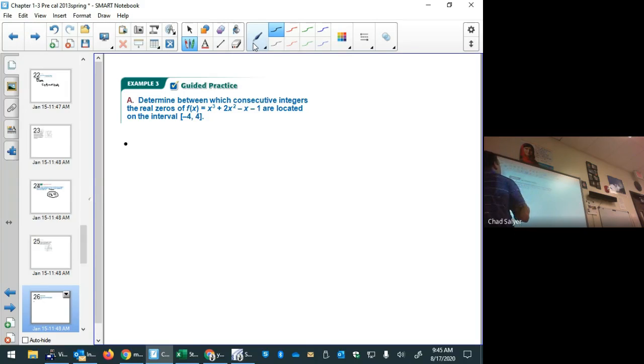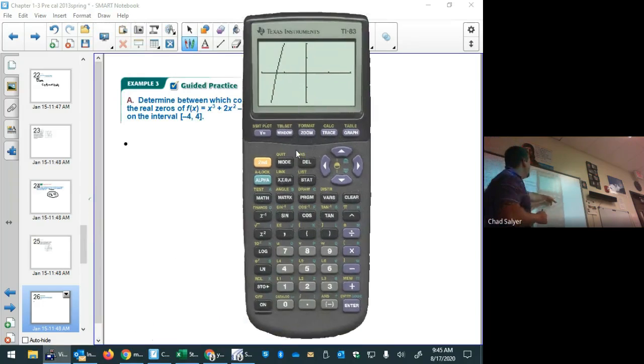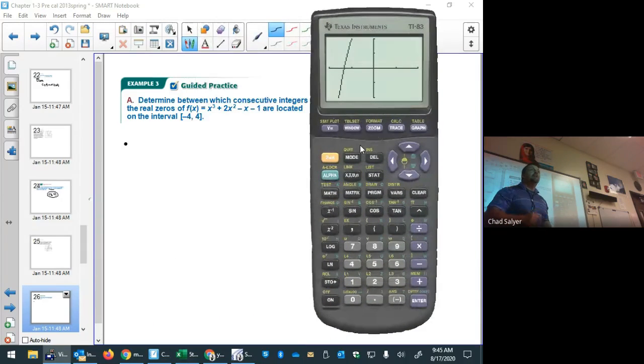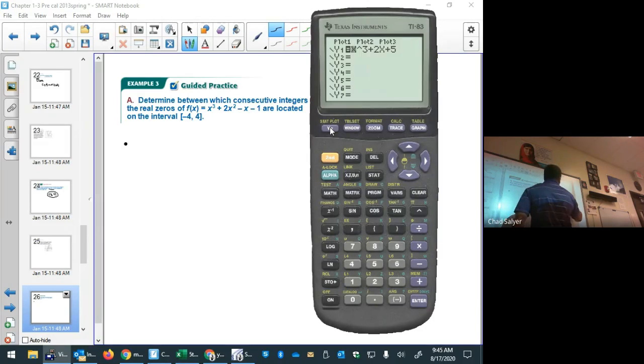Okay, so determine between which consecutive integers the real zeros of the following expression are located. And this time we're worried about between -4 and +4. Once again, pause the video, see if you can figure this out, and then come back. Okay, assuming you're back. We go to y equals, clear out whatever's there, and punch in x cubed plus 2x squared minus x minus 1. And then this time we're concerned about the x values -4 to +4.